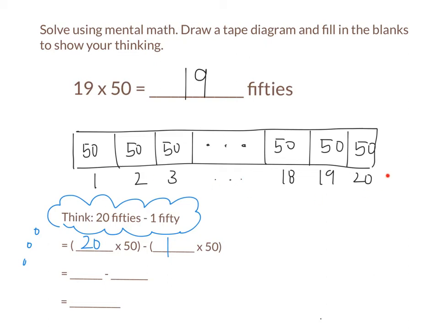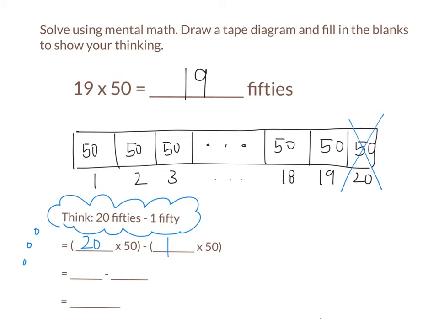If this is my tape diagram, does it represent 19 50s? How many 50s do I have? 20. So does it represent 19 50s? No. I have to show that I'm thinking of 20 50s, but then I'm going to take away one of the 50s. Once I take away one of the 50s, how many 50s do I have left? 19. So down here, here's what the math sentence would look like.